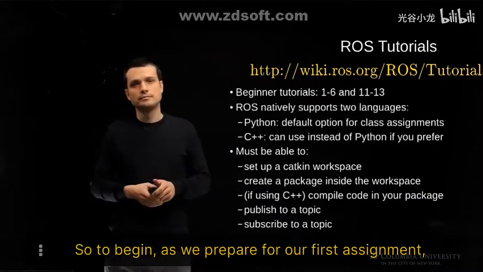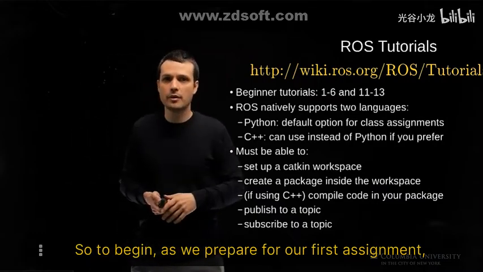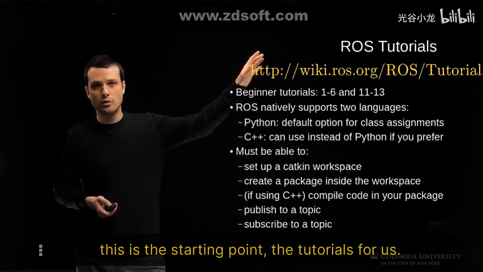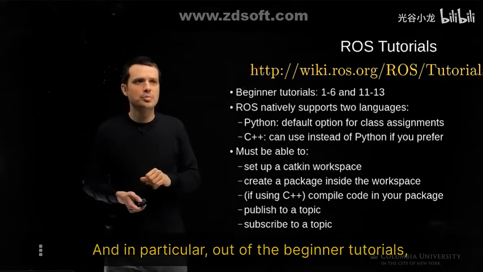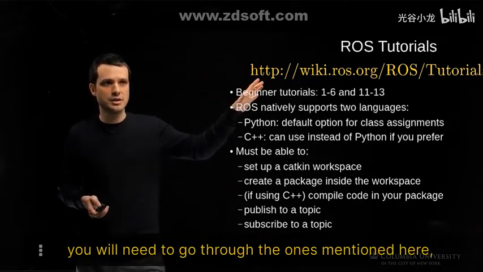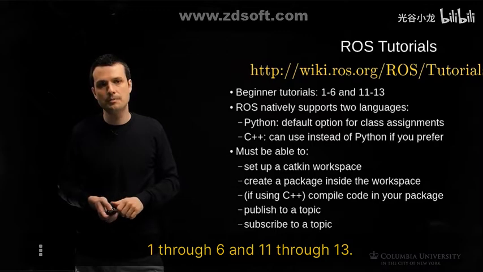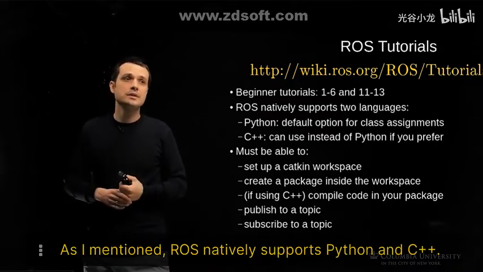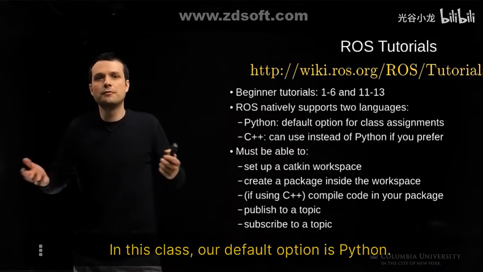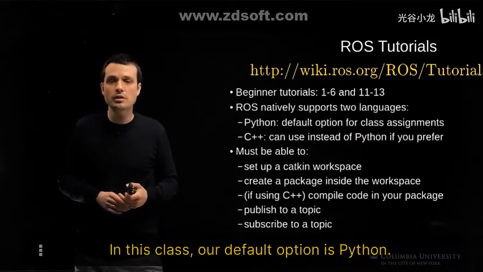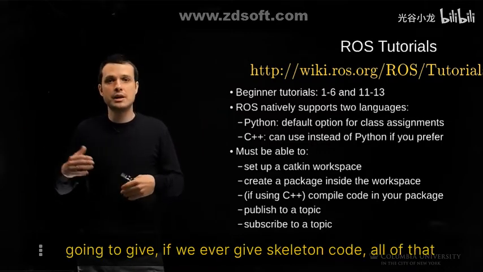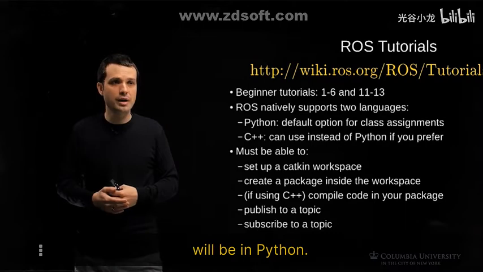So to begin, as we prepare for our first assignments, this is the starting point, the tutorials for ROS. And in particular, out of the beginner tutorials, you will need to go through the ones mentioned here, 1 through 6 and 11 to 13. As I mentioned, ROS natively supports Python and C++. In this class, our default option is Python. So most of the assignments, the examples that we're going to give, if we ever give skeleton code, all of that will be in Python.